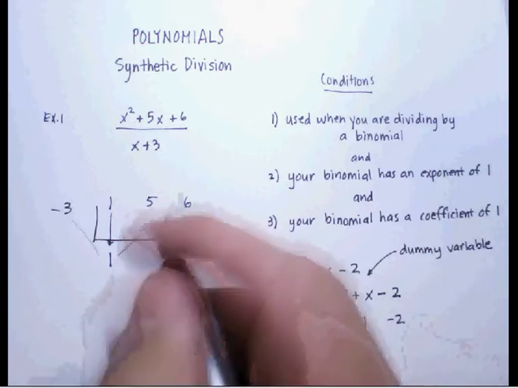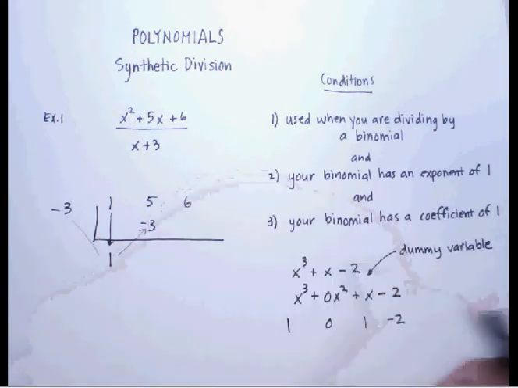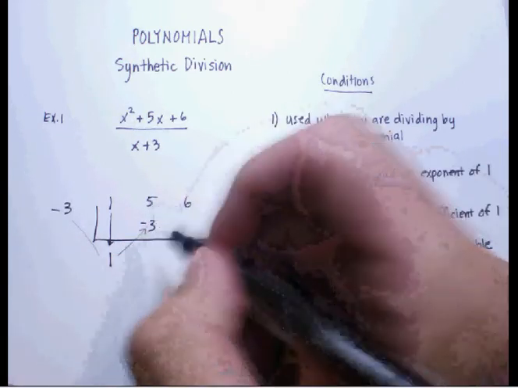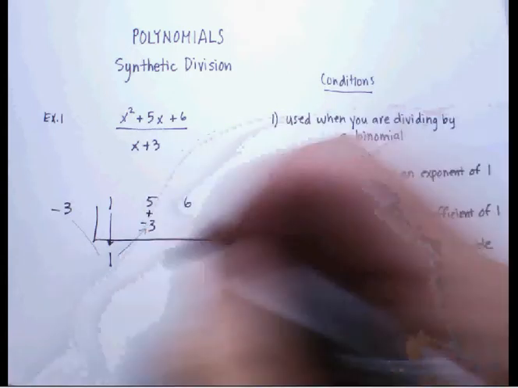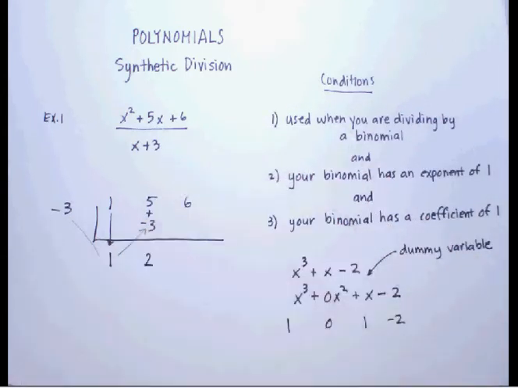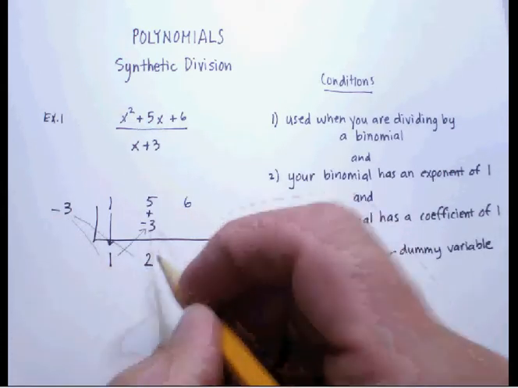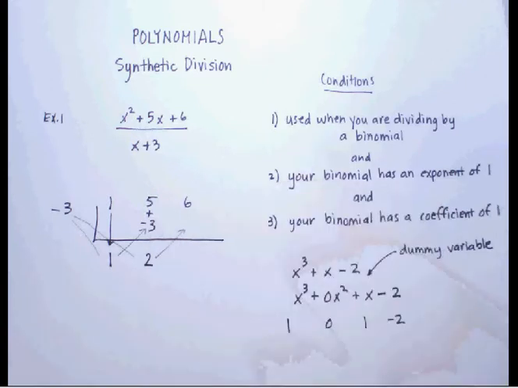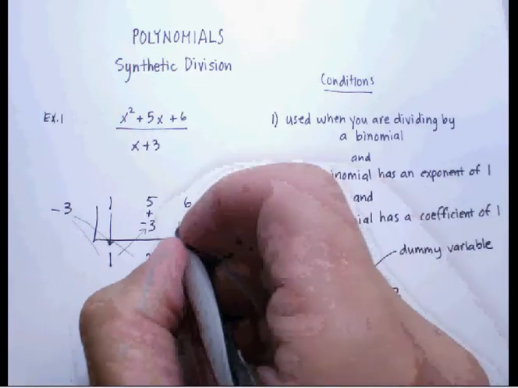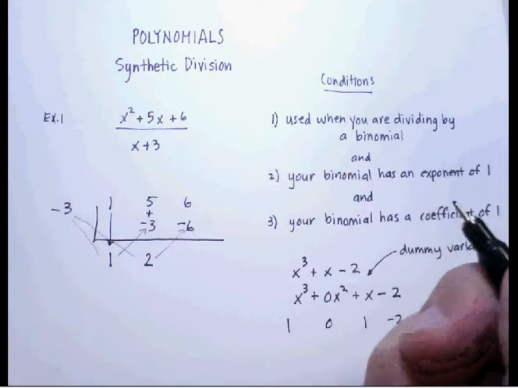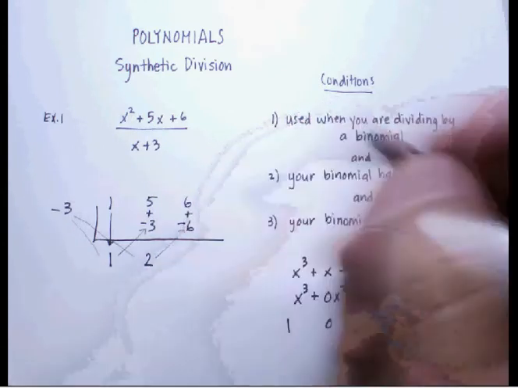Now you're going to add those two numbers. And you're going to get positive 2. Now you start the process over again. Negative 3 times negative 2, bounce it up into here, and you're going to get negative 6. Now you're going to add these two numbers here, and you're going to get 0. Now you're at the end of your problem.